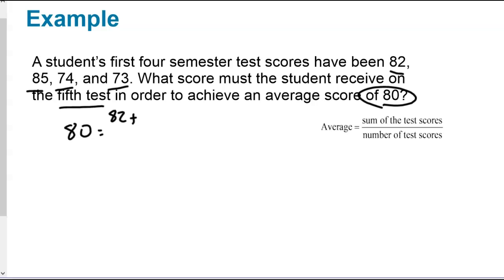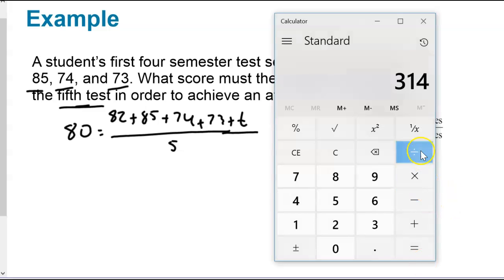So the tests that they've taken are an 82, an 85, a 74, and a 73. And that's over 5 tests. Remember, there were 5 tests. That's 1, 2, 3, 4. Oh, what about the 5th test? Okay, well, we're just going to say that that is T, so that we can divide by the number of tests. All right, so in doing this, let's add these up.